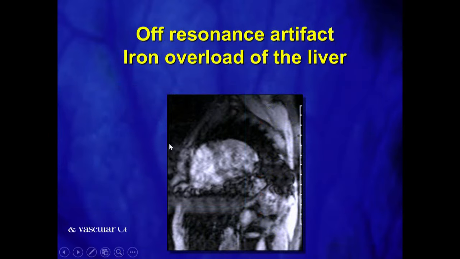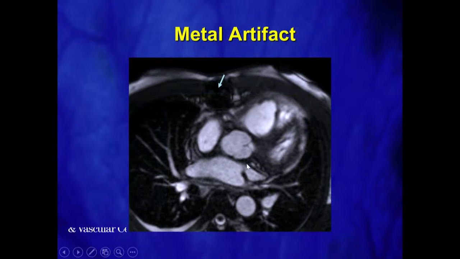Iron will basically cause perturbation in your magnetic field. It will affect all your relaxation times of the heart. So what you see is the magnetic off-resonance artifact because of iron overload in the liver. And you can see all these quote-unquote artifactual lines because of that.